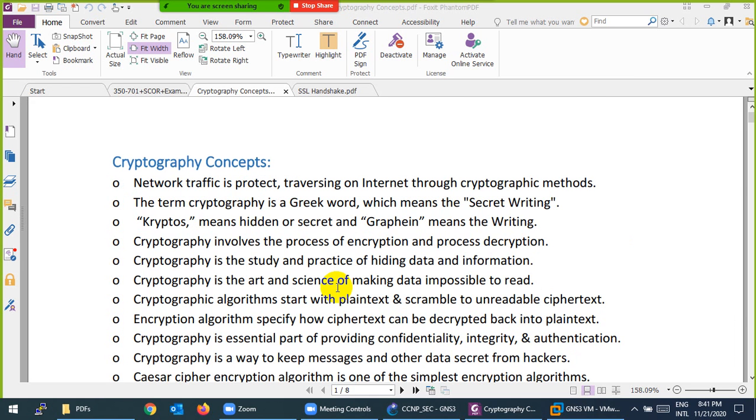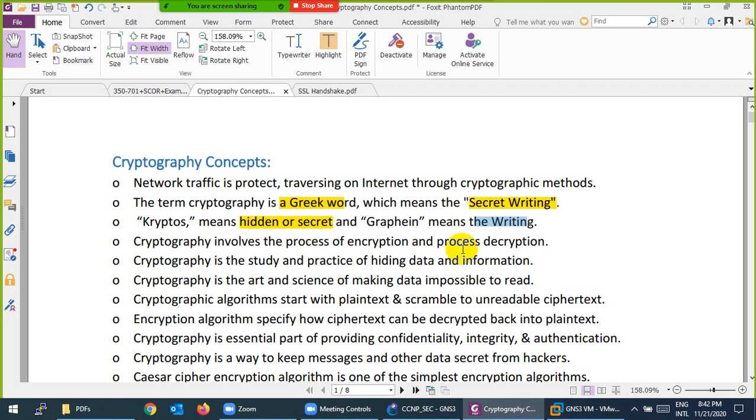What is cryptography? Basically, cryptography is a Greek word, which means secret writing. Crypto means hidden and secret in Greek, and graphy means writing, meaning to make whatever you write secret so no third party can understand. This is called cryptography in simple words.